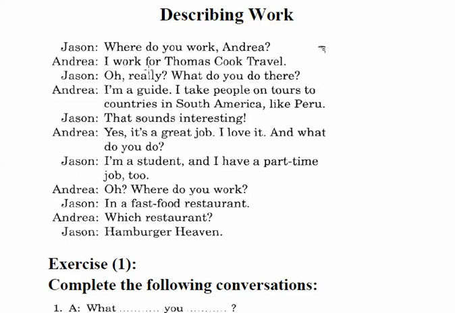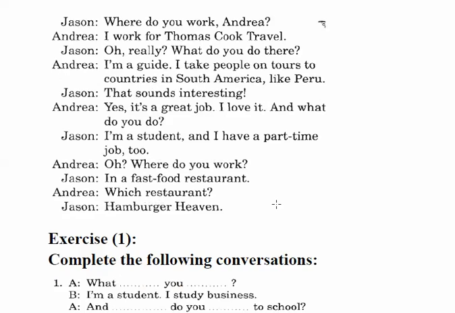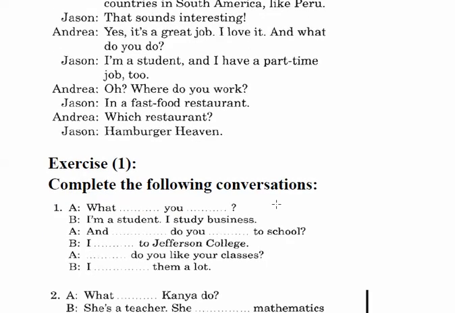"I work for Thomas Cook Travel." "Oh, really? What do you do there?" "I'm a guide. I take people on tours to countries in South America like Peru." "That sounds interesting." "Yes, it's a great job, I love it." "And what do you do?" "I'm a student, I have a part-time job too." "Oh, where do you work?" "In a fast food restaurant." "Which restaurant?" "It's Hamburger Heaven."